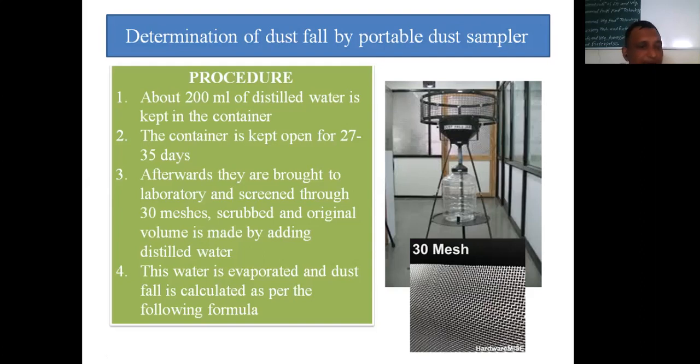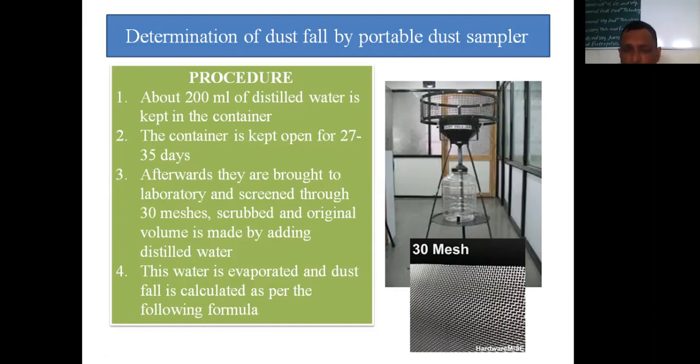It should be scrubbed and original volume is made by adding distilled water. If it is not the original volume, you can again add distilled water and again it is evaporated and dust fall is calculated. म्हणजे ह्या जो ओपन एरिया आहे त्या ओपन एरियामध्ये किती डस्ट फॉल झालेला आहे. Likewise, we can calculate the estimate for the entire area.